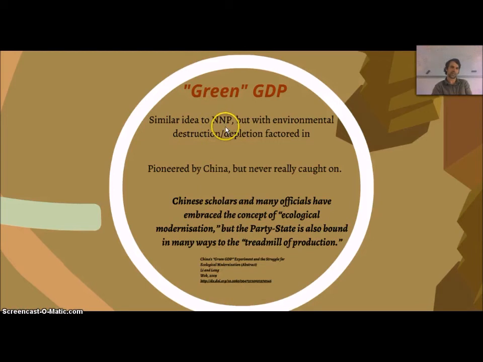Green GDP is similar to NNP in that it's trying to measure devaluation of something, but instead of trying to measure the devaluation of capital, it tries to measure the devaluation of maybe the most important capital, and that's the environment. So it's saying, well, yeah, you produced a lot more this year, but you used up a lot of your natural resources in doing so, so that limits the value of your production. It changes the significance. China pioneered this.